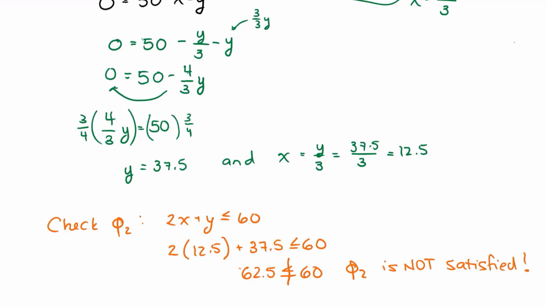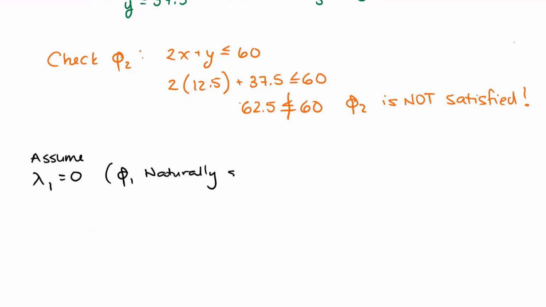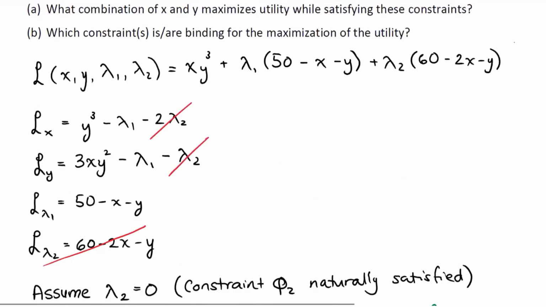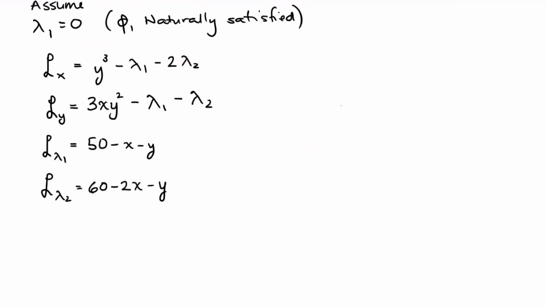I'm going to try to assume that the other constraint would be naturally satisfied. So now I'm going to do this differently. I'm going to assume lambda 1 is equal to 0. In other words, constraint 1 would be naturally satisfied if constraint 2 is met, or constraint 2 is binding, not constraint 1. So now I'm going to go back to my derivatives over here. So I'm setting constraint 1 to be equal to 0. So now this would be 0, this would be 0, and this wouldn't exist. I'm going to set these derivatives to be equal to 0.